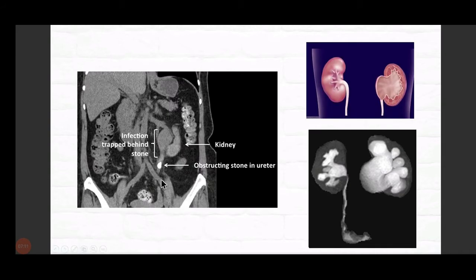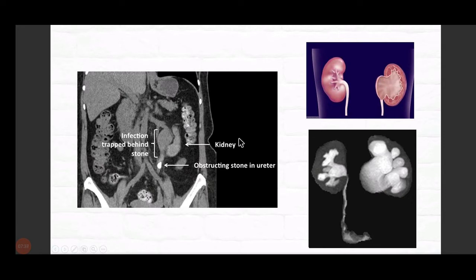So what happens in obstruction? You find a stone here. This is a stone in the ureter, and this is so-called hydronephrosis. That is urinary pooling, urinary stasis, and ultimately because of the bacterial ascending infection, there can be pyelonephritis. Now this is what happens. This is a normal one, and here if there was an obstruction, this will happen. There will be hydronephrosis.